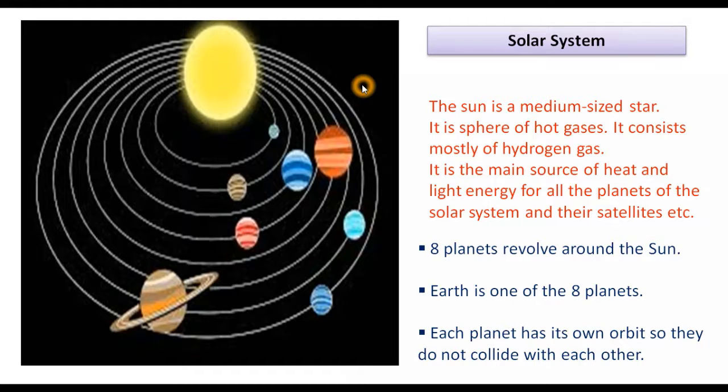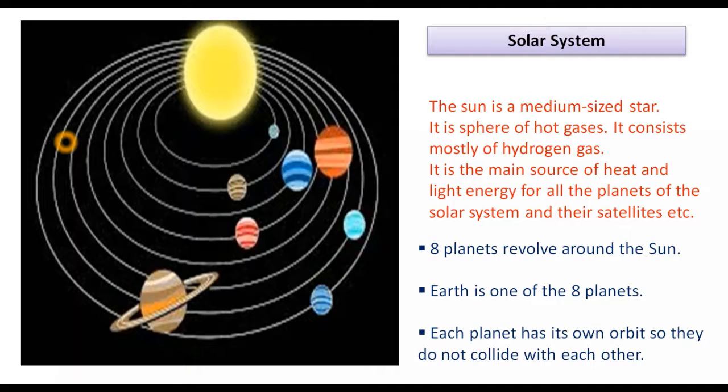There are various objects which revolve around the sun, like planets, their satellites, and millions of other smaller objects like asteroids, comets, and meteoroids. So actually, the solar system consists of the sun, the eight planets and their satellites, and millions of smaller celestial objects. The sun is the center of the solar system, and all other objects revolve around it in fixed elliptical paths that are known as orbits.